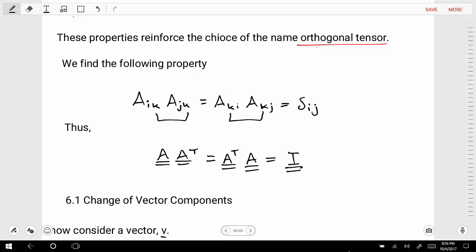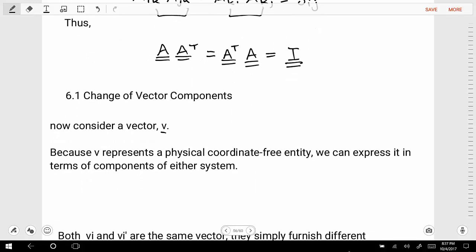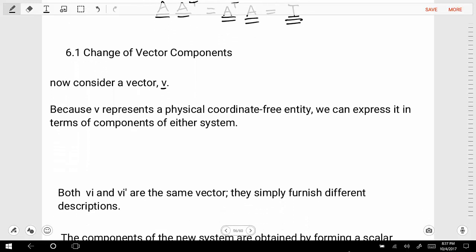So now that we've got the basics of the transformation tensor, let's figure out how we actually apply it to transform vectors, and then how we apply it to transform tensors. So let's start with 6.1, which is the change of vector components. How do we take a vector v and convert it from one coordinate system to another?